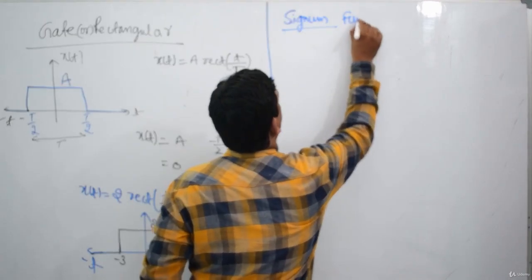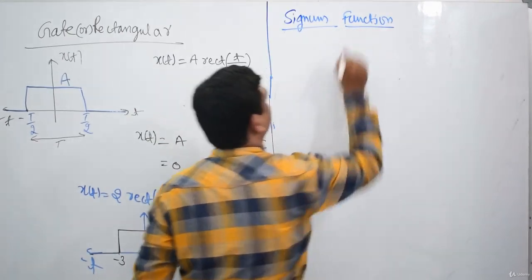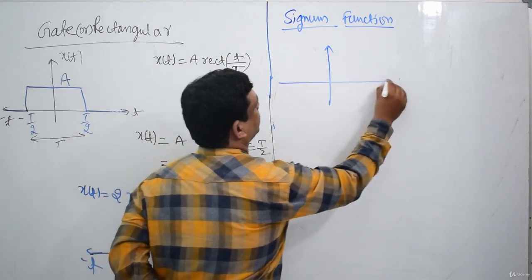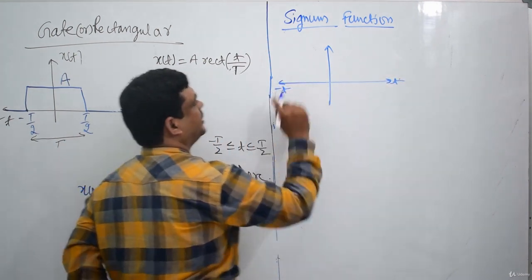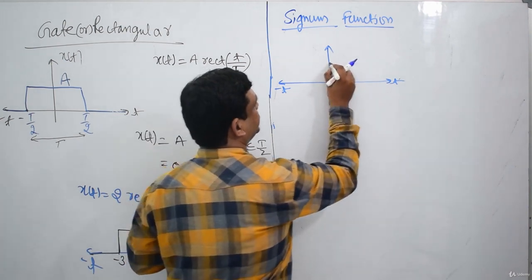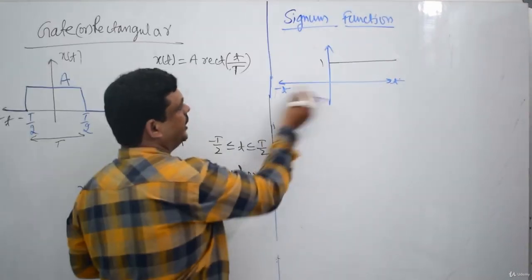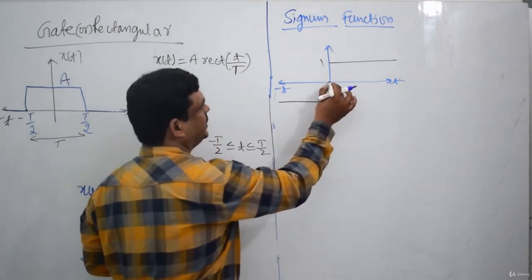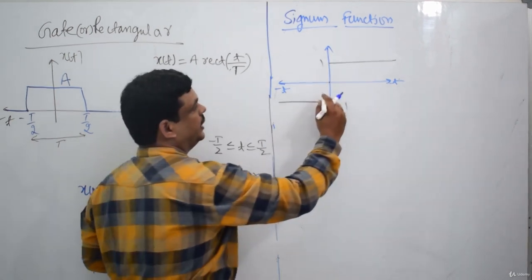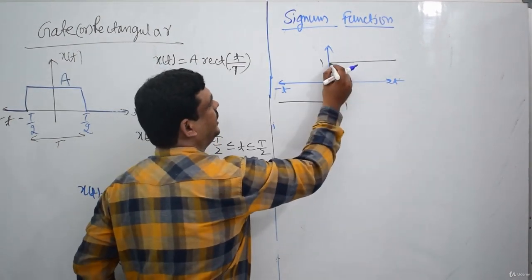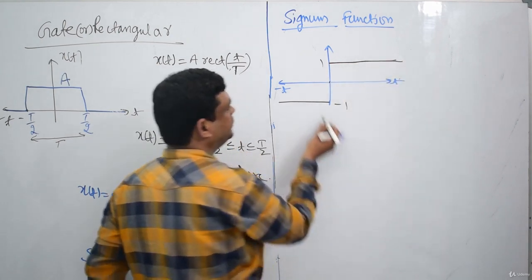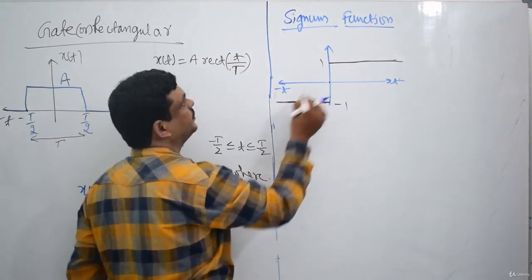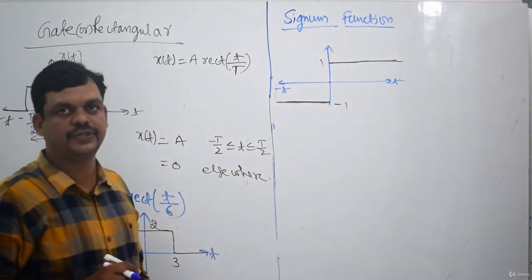Signum function or signum signal. This signal is defined: positive time axis, positive amplitude, that should be 1. Negative time axis, negative amplitude, this should be -1. Exactly at t is equal to 0, this should be 0. For t greater than 0, this side, it has constant amplitude 1. For t less than 0, negative time axis, this is -1. This function is also called the signum function.